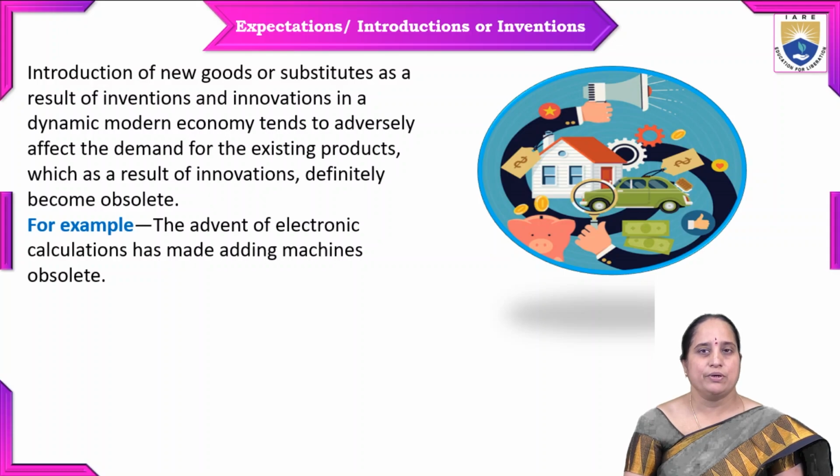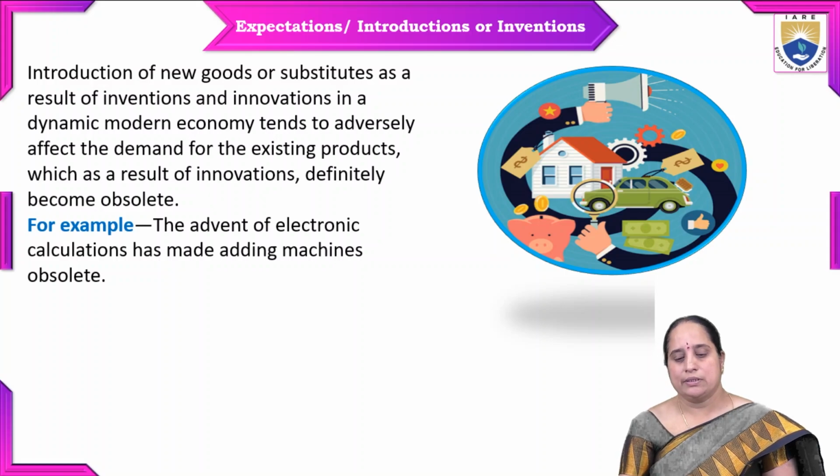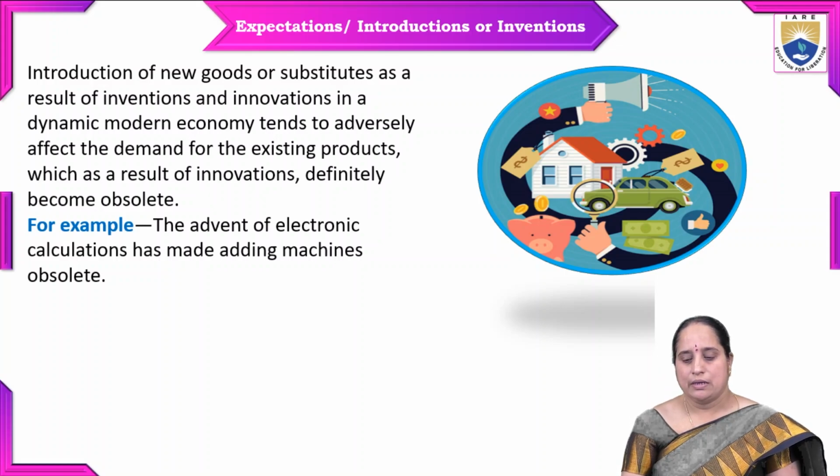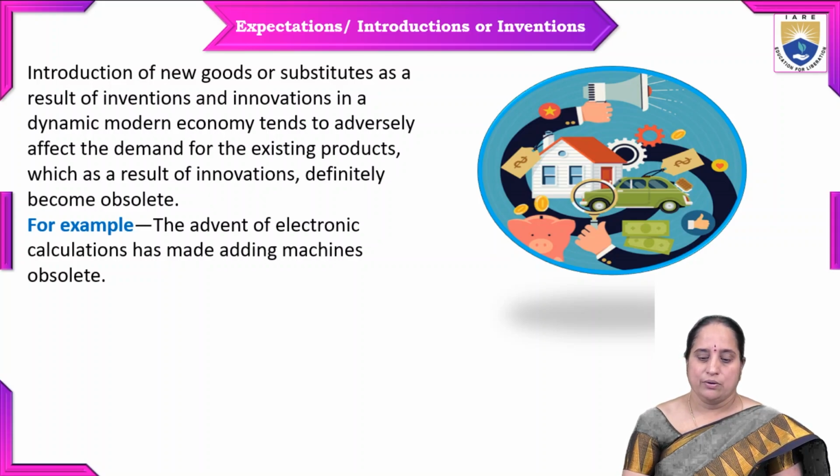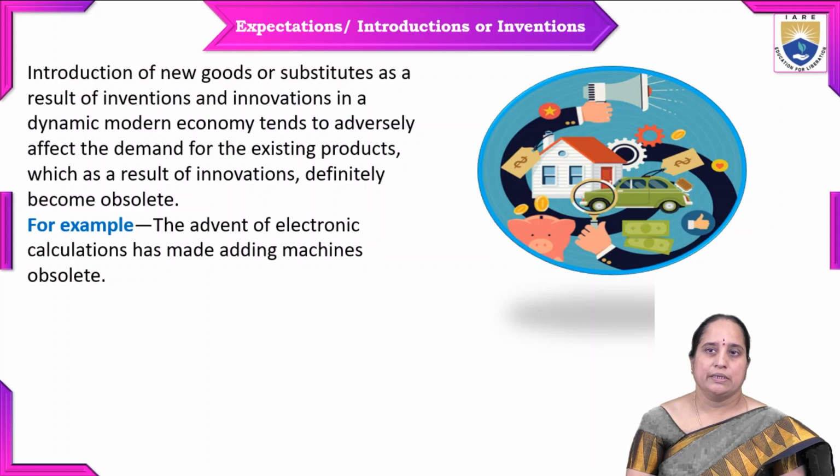For example, the advent of electrical or electronic calculators has made adding machines obsolete. Because of digitalization, now people are going with highly technological things, artificial intelligence, all these things came into existence. As a result, certain things which can be performed by manpower became obsolete.